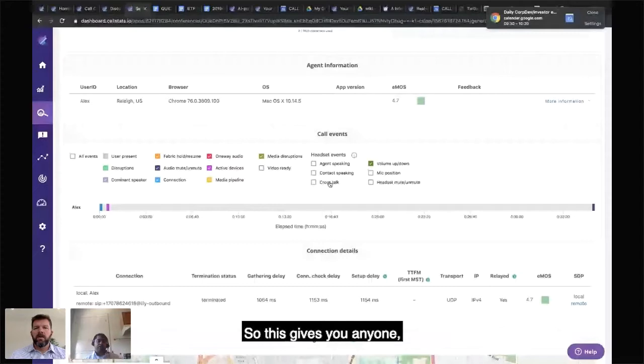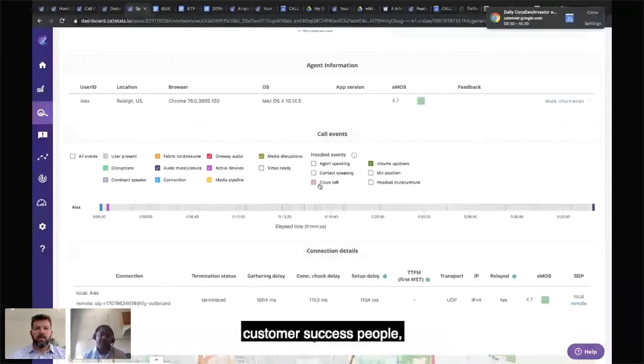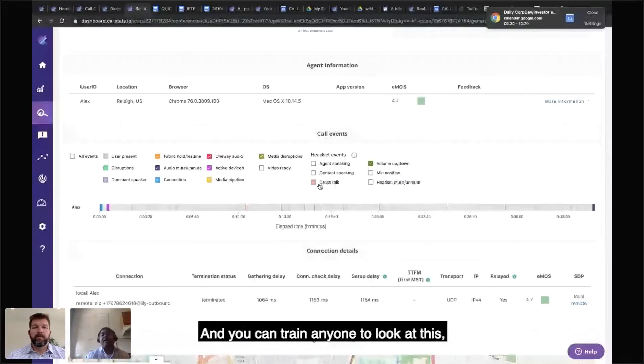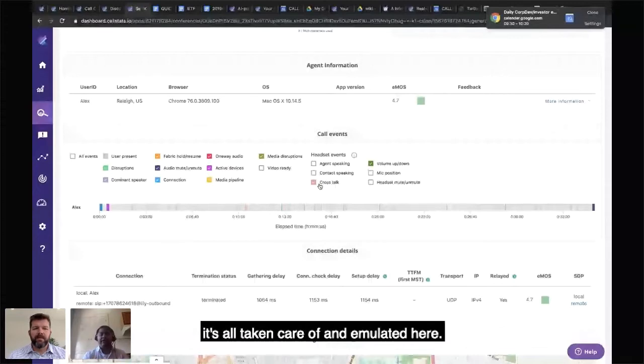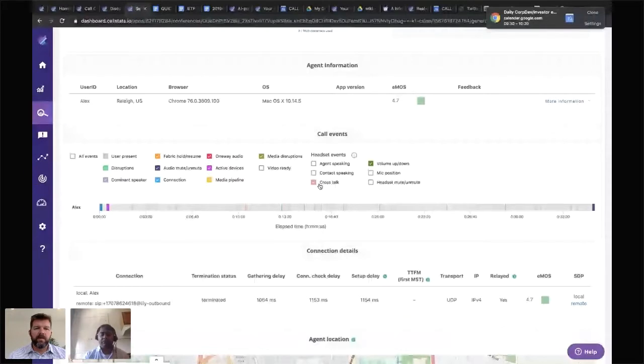So this gives anyone, and at this point we see product managers, customer success people, basically a lot of non-engineering folks use this to quickly understand what's happening, right? You can train anyone to look at this, and you're not looking at the graphs anymore. So you don't need to know what the thresholds are. You don't need to know when anyone was speaking and whether it was background. It's all taken care of and emulated here. And if you find some issues, you can always report it with help here.